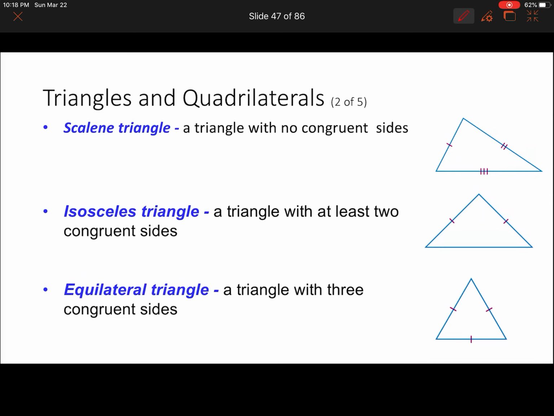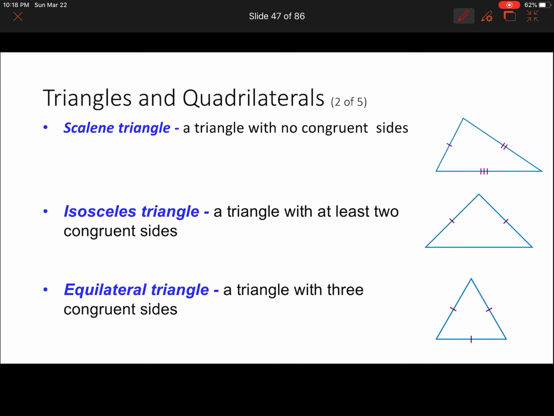Now, we could also have triangles described based off their side lengths. So we can describe them based on their angles. We can also describe them based on their side lengths. So if a triangle has no sides that are congruent, like in this first example, we consider it to be a scalene triangle. Again, that just indicates no side lengths are the same.